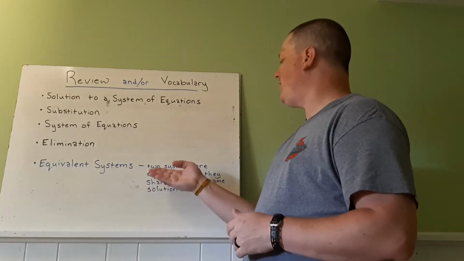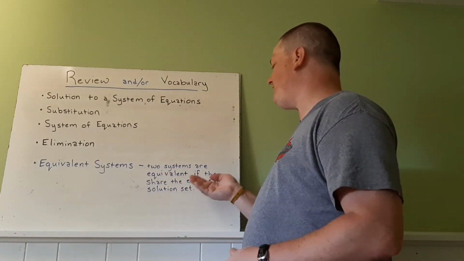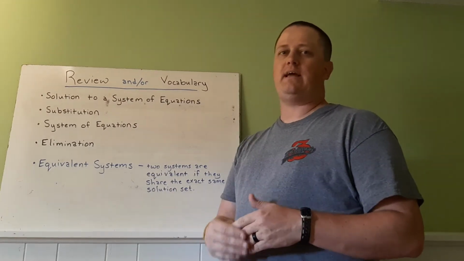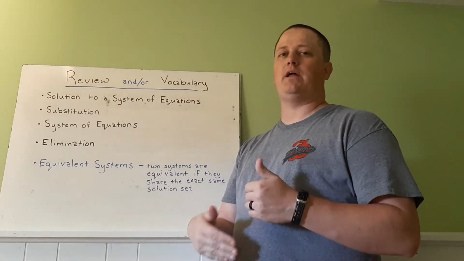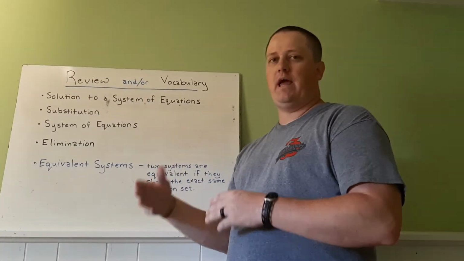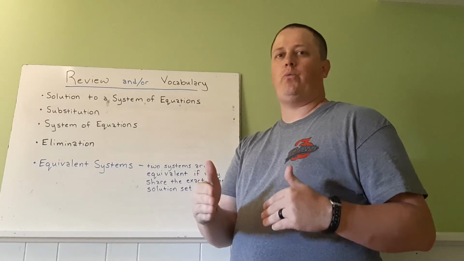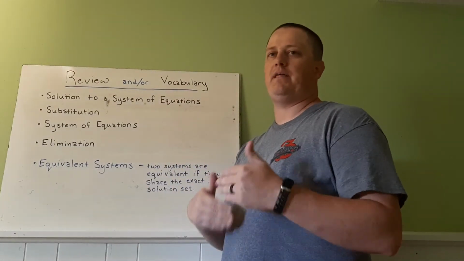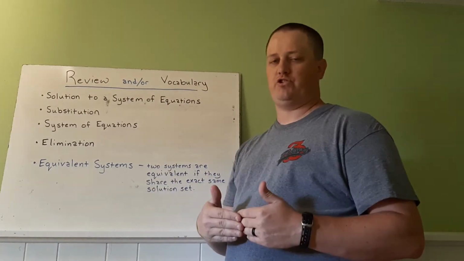Equivalent systems. Two systems are equivalent if they share the exact same solution set. So this is the idea that if I multiply an equation by a number, I get an equivalent equation. And then that equivalent equation with the other equation creates an equivalent system that will still give us the same solution.